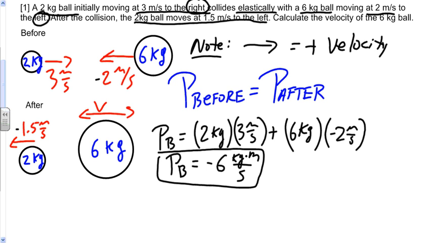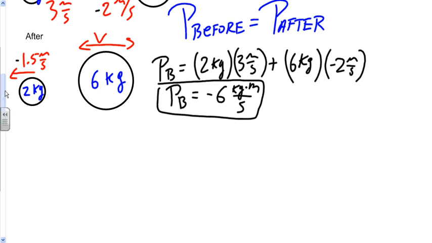Now, because it's an elastic collision, the balls bounce off each other, and the small ball bounces off to the left at a velocity of 1.5 meters per second, and the large ball has a velocity v. We know that because momentum has to be conserved, P before, that negative 6 kilogram meters per second, has to equal the momentum afterwards. So we're going to solve for the individual pieces of the momentum afterwards. Well, let's do the little ball.